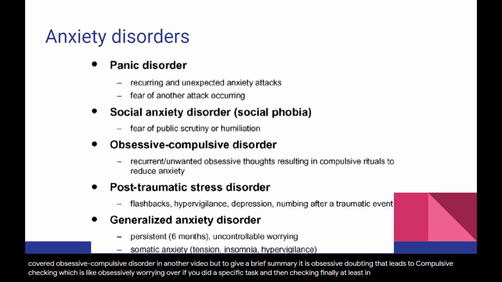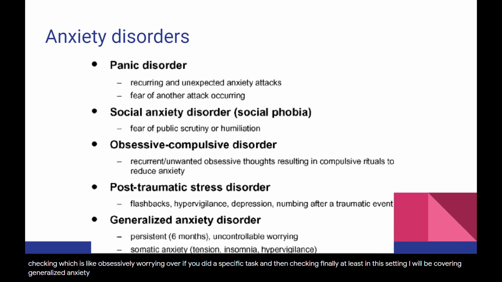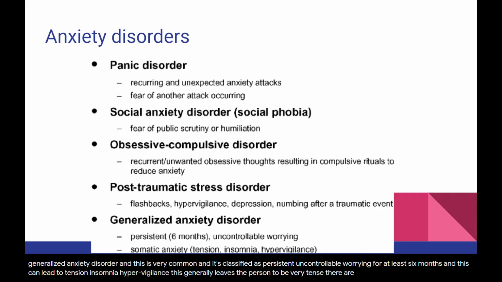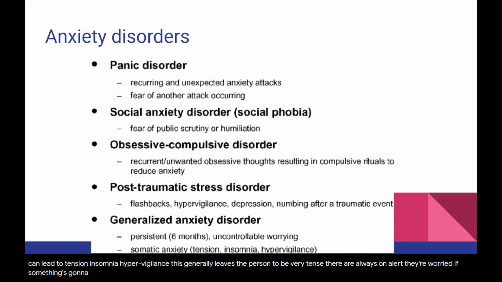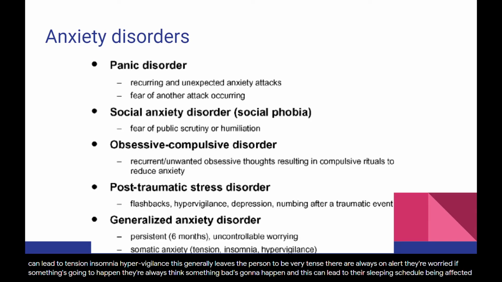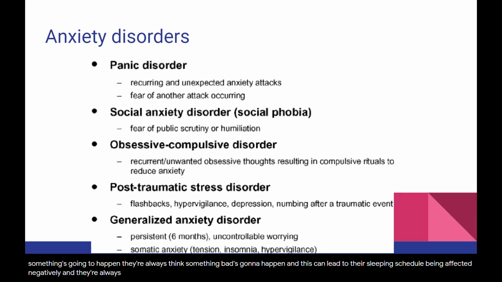Finally, at least in this setting, I will be covering generalized anxiety disorder, and this is very common. It's classified as persistent, uncontrollable worrying for at least 6 months. This can lead to tension, insomnia, hypervigilance. This generally leaves the person to be very tense. They're always on alert. They're worried something's going to happen. They always think something bad's going to happen. And this can lead to their sleeping schedule being affected negatively. And they're always super vigilant and always on high alert.